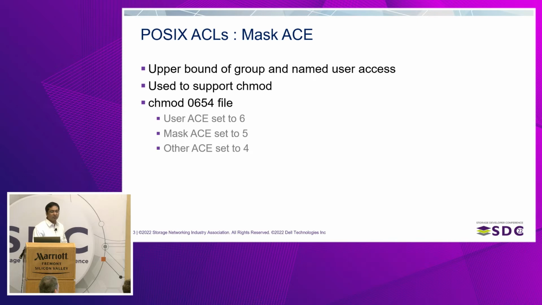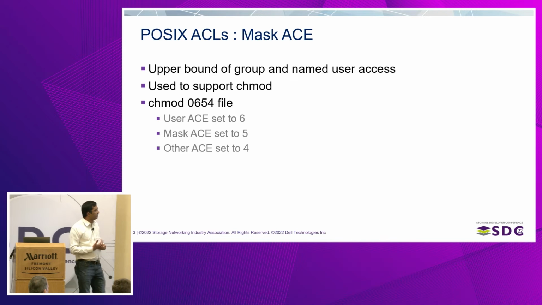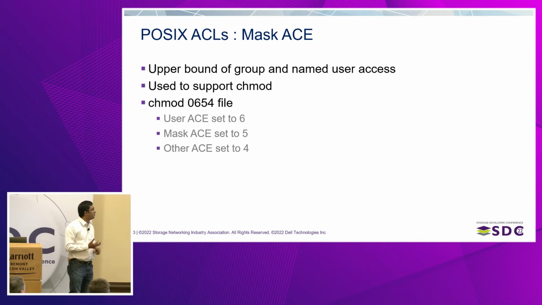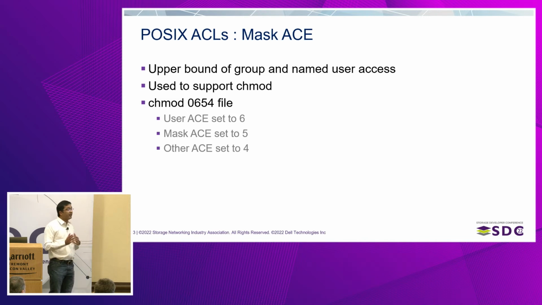Okay, so now moving on to mask case. Mask case is this new kind of ACE type which was defined in POSIX ACLs. If I were to summarize what mask case is, the bits in the mask case define the upper bound of the permissions for every group in the ACL and every named user. Okay? We'll look at an example of this a little later.